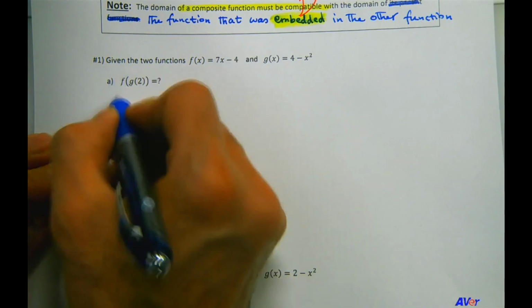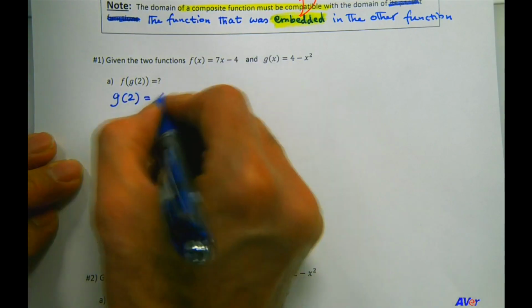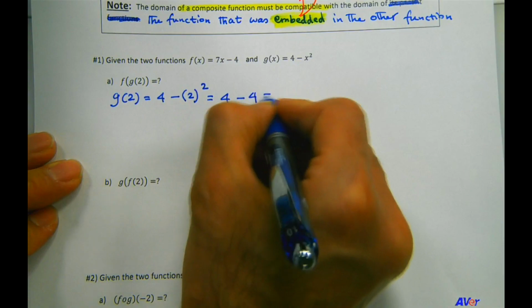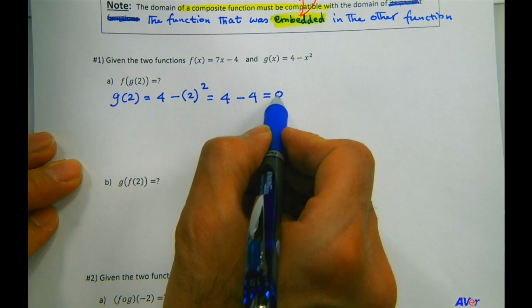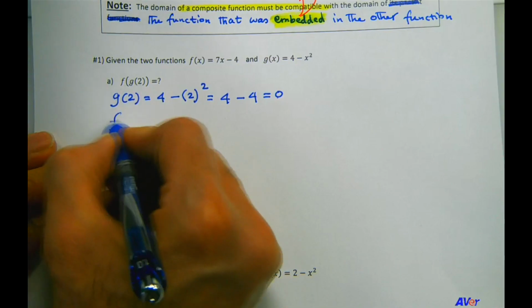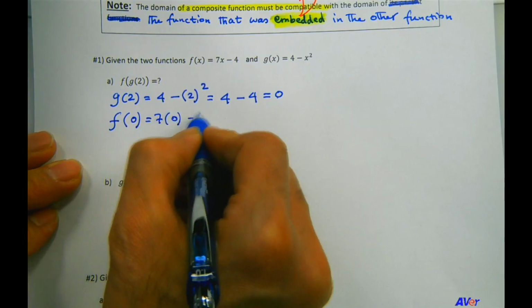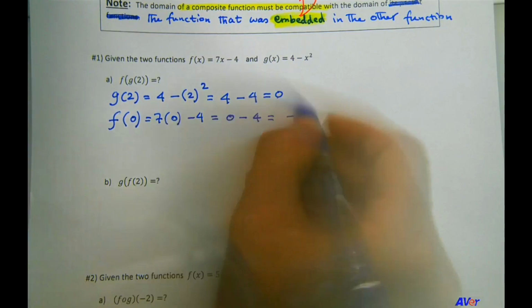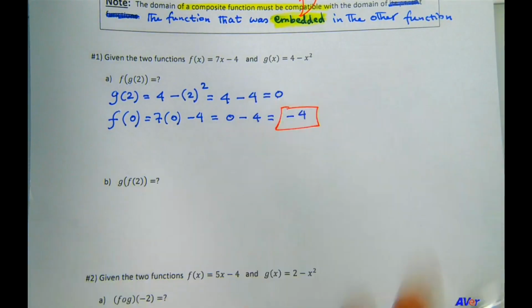So let's do that. Function g at 2, we're evaluating the inside, is 4 minus 2 squared. 4 minus 4 equals 0. So now g of 2 is equal to 0. So we need to replace this 0 inside f, as this notation is saying. So the function f at 0 would be 7 times 0 minus 4. It will be 0 minus 4 or minus 4. This is just a final number. So that's all they're asking.